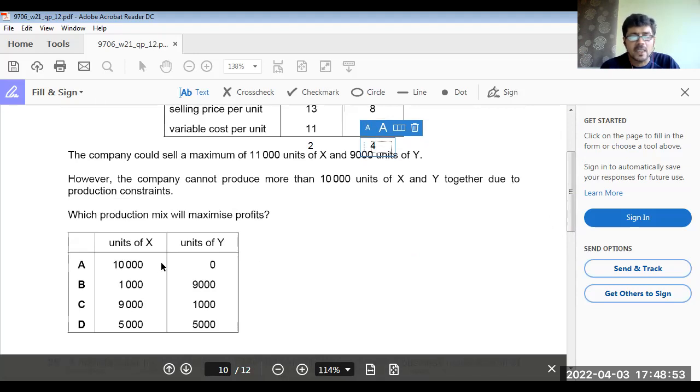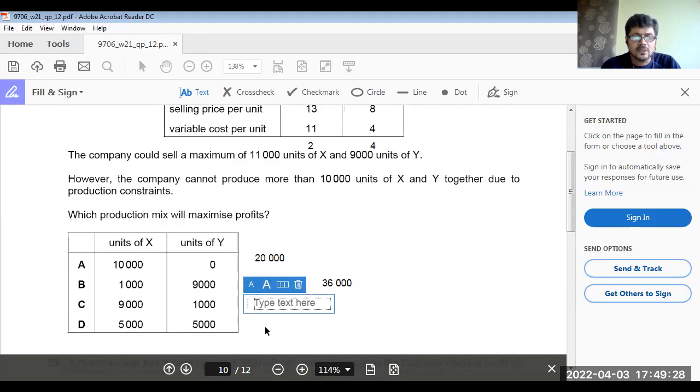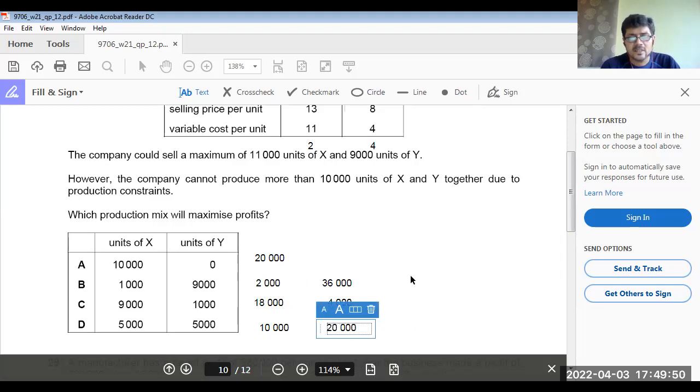If we produce 10,000 units of X, multiplied by 2, we will produce contribution of 20,000 and Y is 0. In this situation, if we produce 1,000 X and so on, the contribution would be 2 for X and 36,000 for Y, 4 is contribution. Now, if we go for C option, we produce 2 nines are 18,000 profit for X and 4,000 profits per month. Here we produce 10,000 for X and 20,000. So see where we are more profitable among the options.